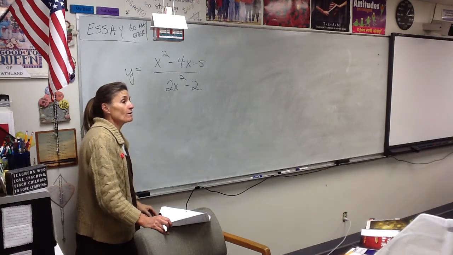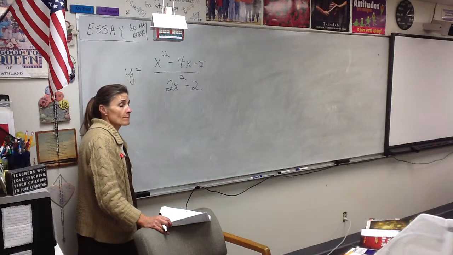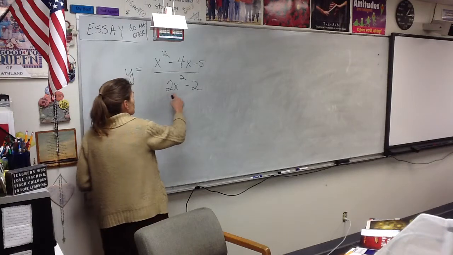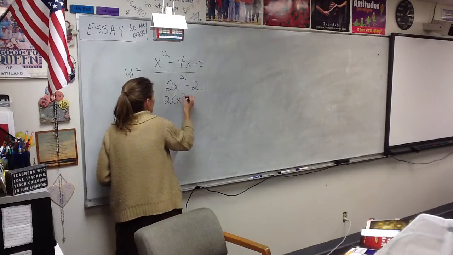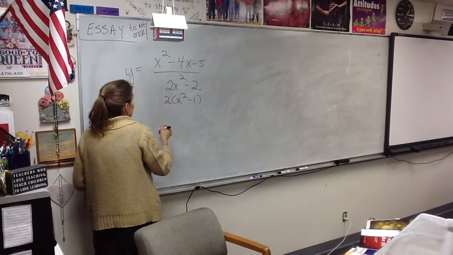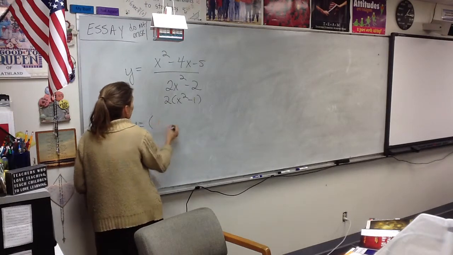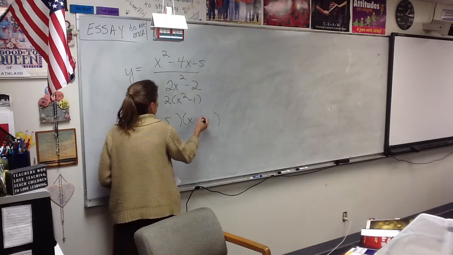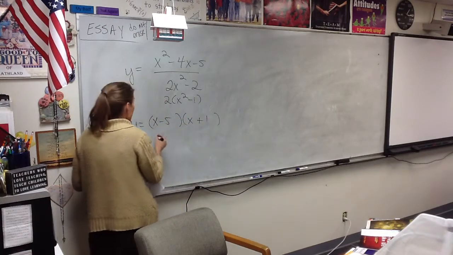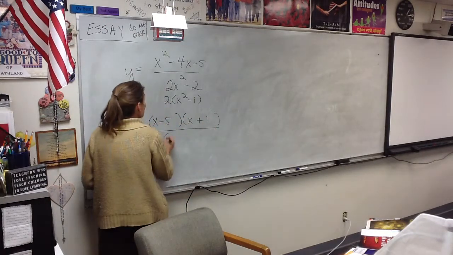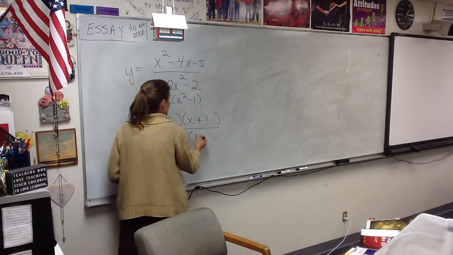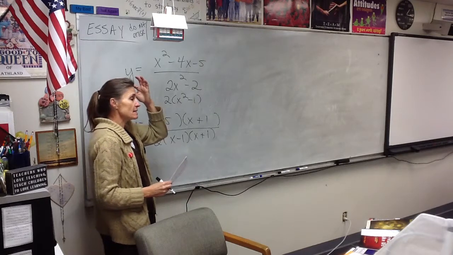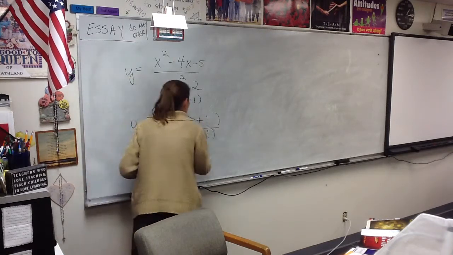Here we go. Step 1, we're going to factor. Right? Yes. So I'm going to factor everything. Now, do you notice you can take a 2 out of the denominator? Yeah, and it's x plus 1. So now my factorization will be on the top, x minus 5, x plus 1. And on the bottom, 2 times x minus 1, x plus 1. Cross out. Now we can see that we have something that cancels.